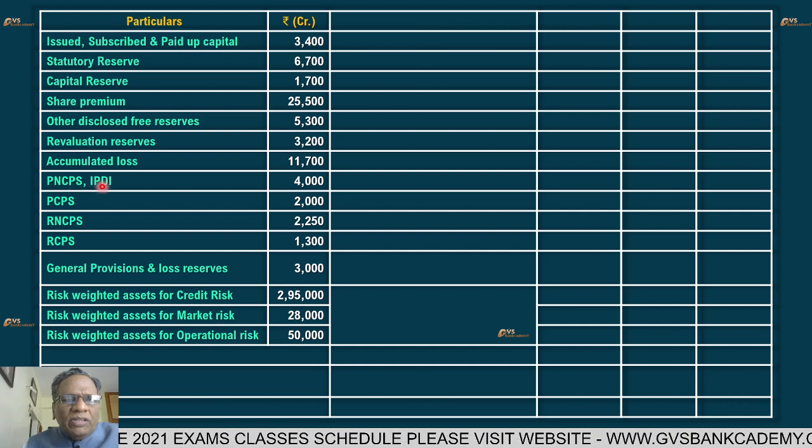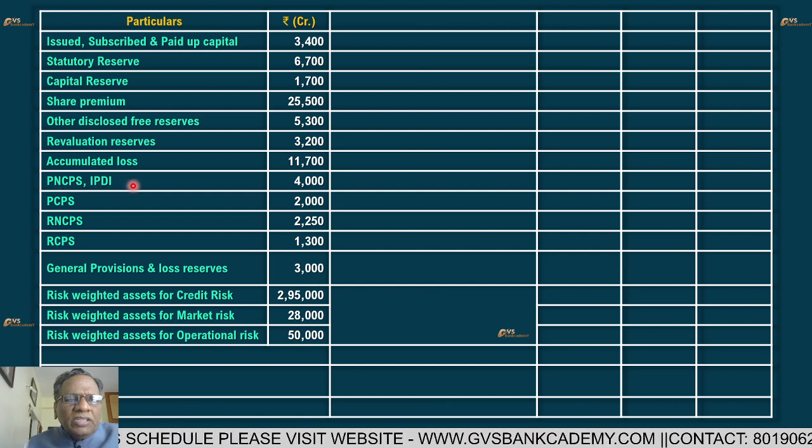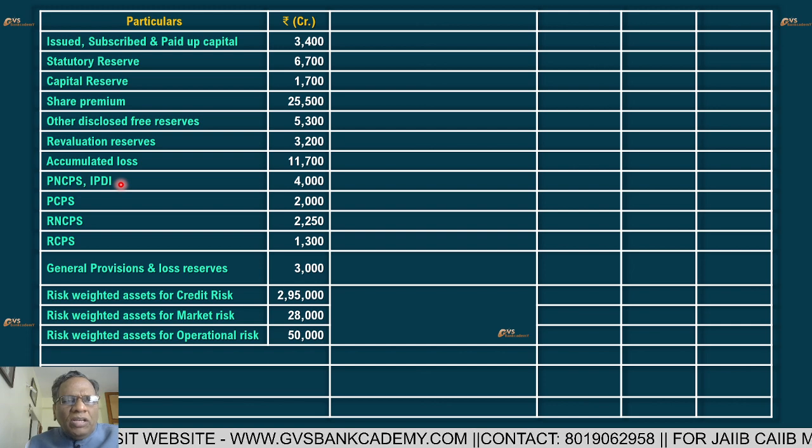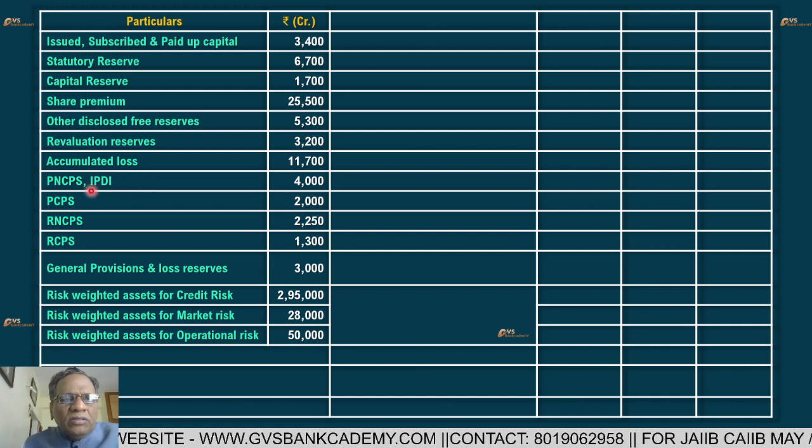Innovative perpetual debt instruments. These two instruments are allowed in compliance with Basel III and RBI guidelines. Banks are allowed to issue perpetual non-cumulative preference shares and innovative perpetual debt instruments in compliance with Basel III norms. 4,000 crores they have issued. These are bonds issued with a loss absorption feature.